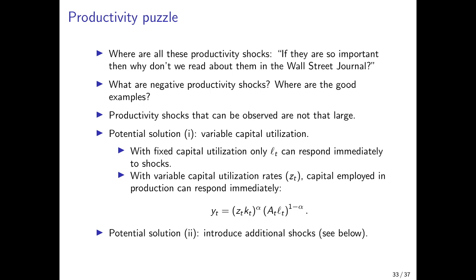This can be captured by assuming a variable z in the production function that relates to capital, and z could be 1 if there is full employment of the capital stock, but it could also be lower than 1, then we would not have full capital employment. And then also capital employment could react to exogenous productivity shocks. In this case, the propagation mechanism in the model increases so that even smaller technology shocks can create stronger fluctuations. And of course, the second potential solution is always to introduce additional shocks, which we will also see later.